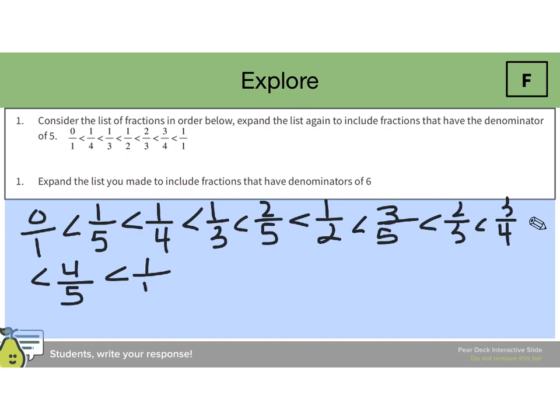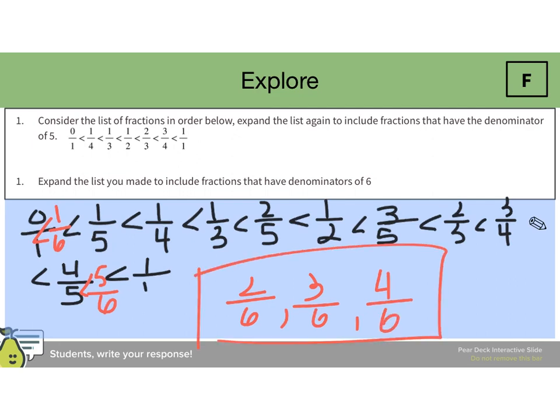And for the denominators of 6, we're just going to include 1/6 here and 5/6 in between here. A question that you might want to ask students is why they don't see 2/6, 3/6, or 4/6, to see if they understand that these values are not here as their equivalents are already present.